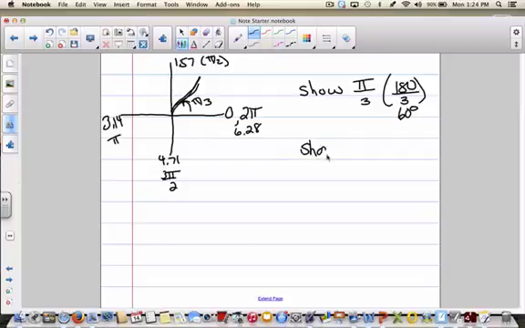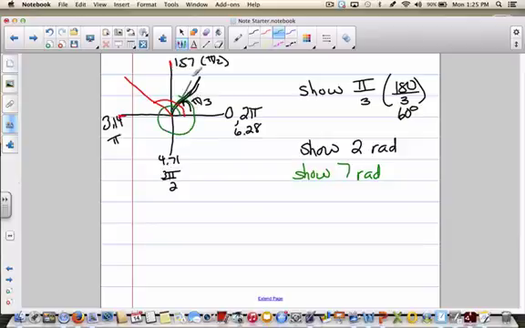If they asked me to show 2 radians, well, that's 1.57 up here. That's 3.14. So 2 is going to be somewhere in there. So I'm just using logic. Just like before when we were doing the degrees, you don't have to get it exact. It's just showing where it is. If they asked me to show 7 radians, I'd go all the way around to 6.28, and then I'd need a little bit more to get up to 7. So 7 would be somewhere in there.